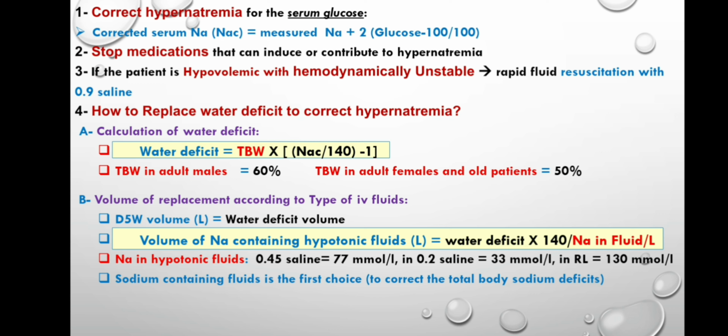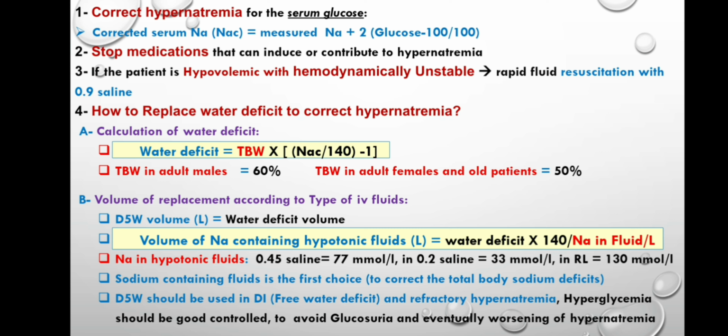Sodium-containing fluid is the first choice. You should firstly think of giving sodium-containing fluid like quarter saline or half normal saline to correct total body sodium, because the patient, as I told you before, has hypotonic fluid loss. So the patient already has sodium loss. The total body sodium will decrease, but in the relation between sodium and water, the sodium is more than water, while the total body sodium is decreased. There is a total body sodium deficit because of loss extrarenally or renally. So half normal saline or quarter saline is the first choice to use to correct hypernatremia.